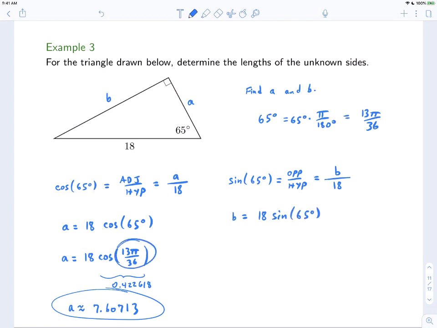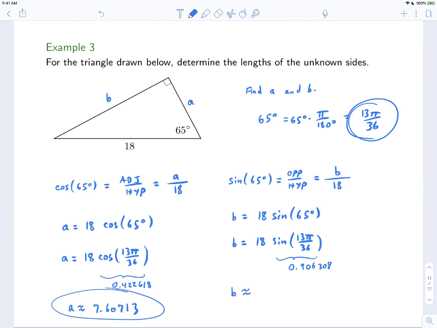And again, 65 degrees is 13 pi over 36. So B is equal to 18 times sine of 13 pi over 36. And we're probably going to need a computer or a calculator for this as well. This is approximately 0.906308. So B is approximately the product of 18 with 0.906308. So that's going to give us that B is approximately 16.3135. And that's the value of B, at least approximately.